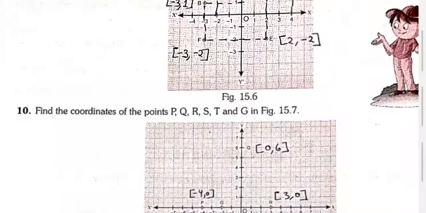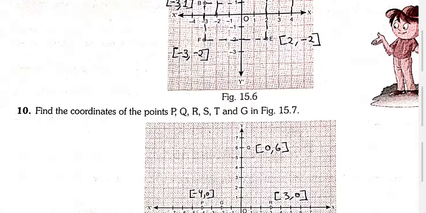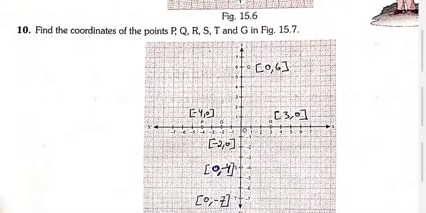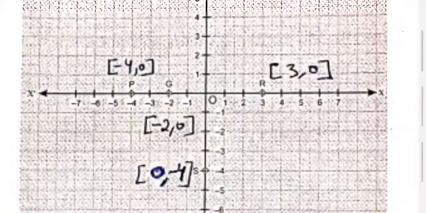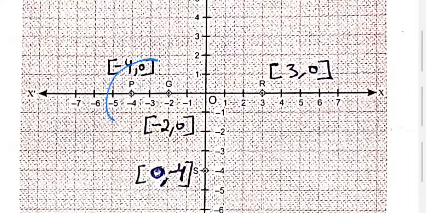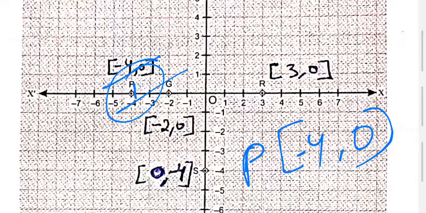Now question number 10. Find the coordinates of the points P, Q, R, S, T and G in figure 15.7. So you have to find the coordinate of the point P. So where is P? P is here. Okay. I'm just zooming it. Now just see what is the value of P on the x-axis. On the x-axis it is -4. Okay. And on the y-axis, it does not move, so the y value is 0. So you have to write the coordinate of P is -4 comma 0.